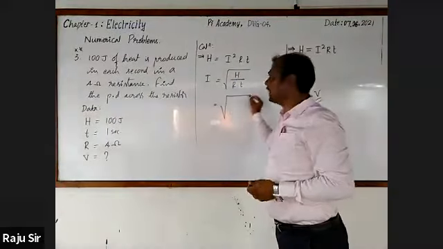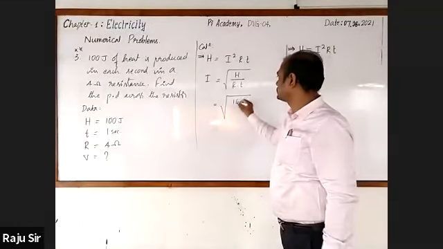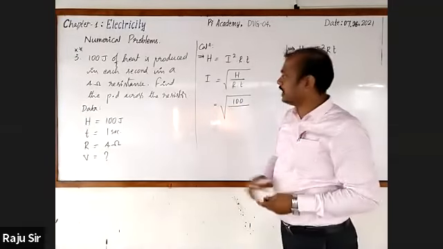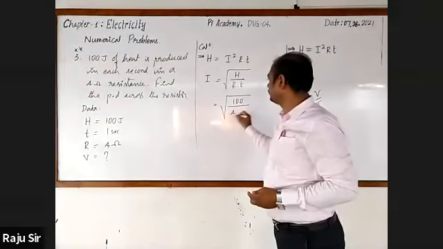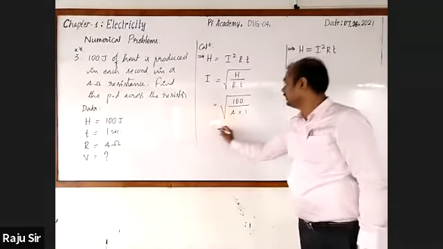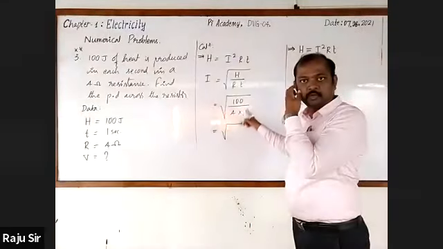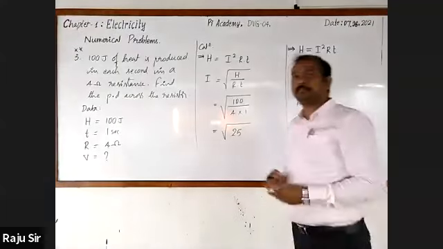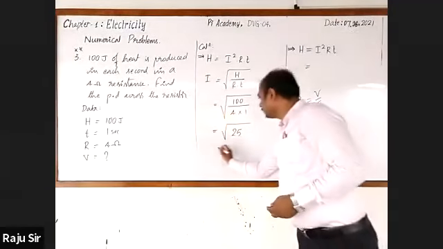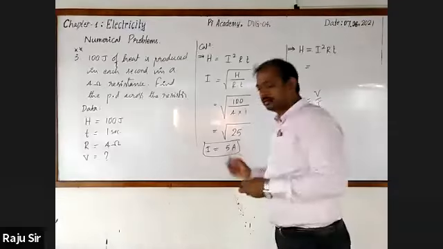This is equal to square root of, where H is 100 joules, substitute, by R is 4, and time is 1. This is equal to square root of 100 by 4 ones are 4. 4 ones are 4, 25 fours are 100, it can be cancelled. Now this is equal to square root of 25, which is 5. 5 amps. I is equal to 5 amps.